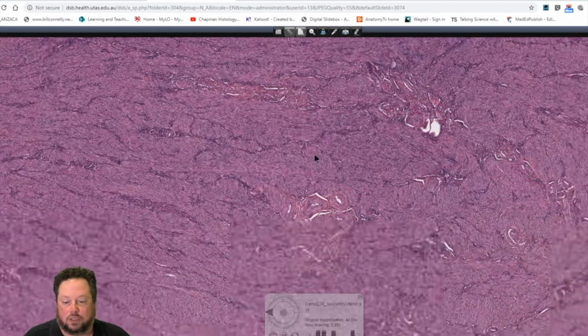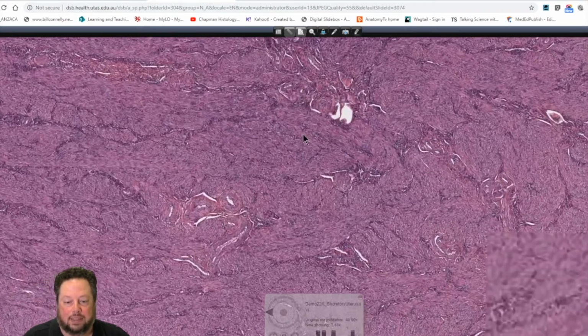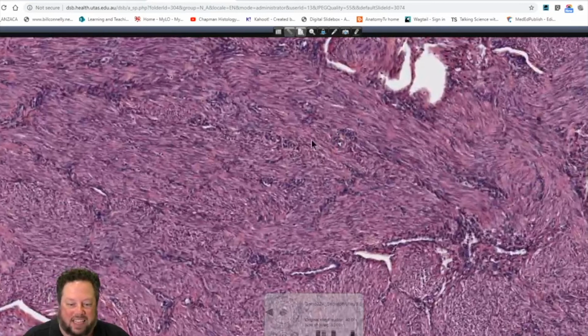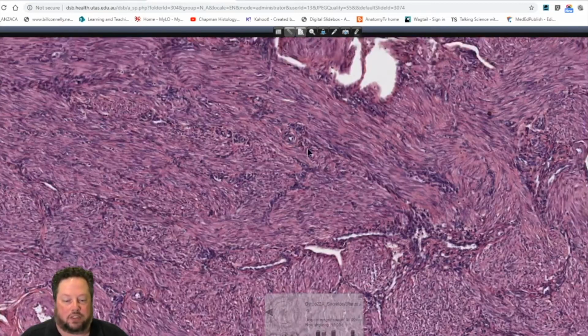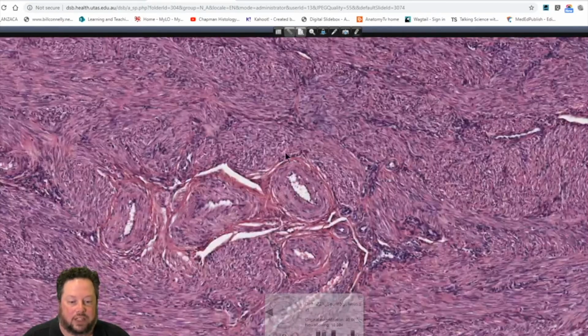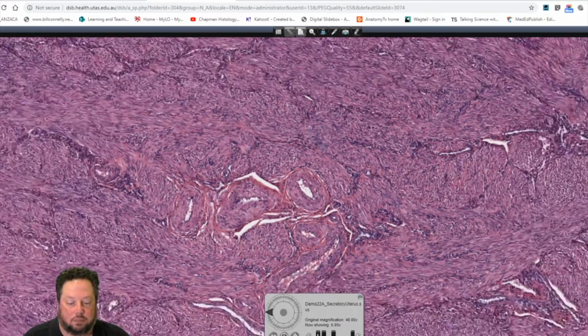You can see all of the smooth muscle out here in the myometrium. You can see, again, not in nice bands, but relatively indistinct layers there, and of course lots of vascularization.